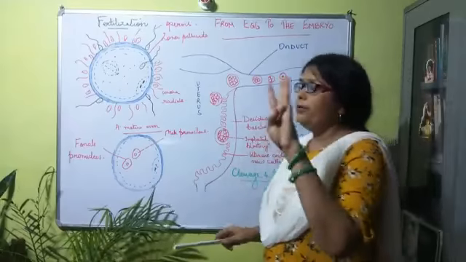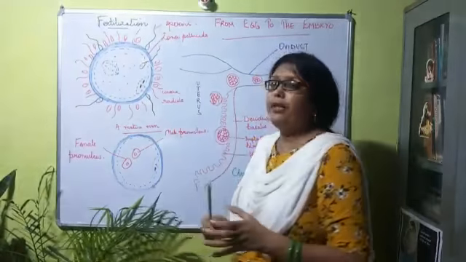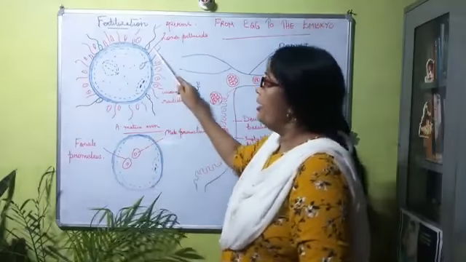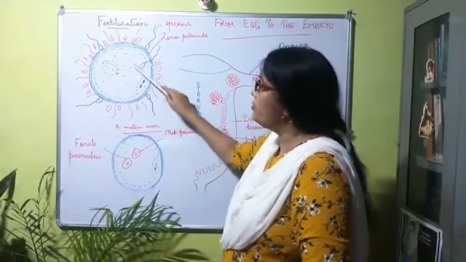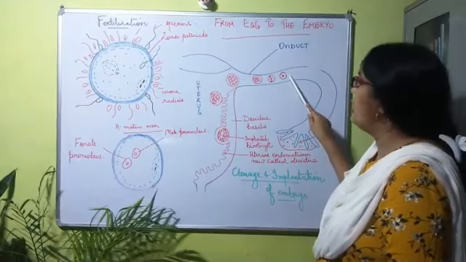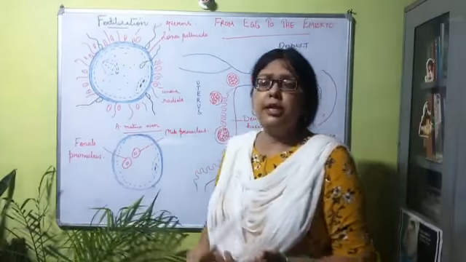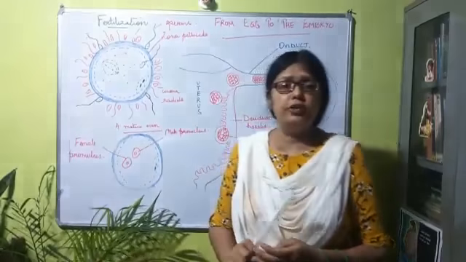So, three steps in fertilization. First, capacitation of the sperm, that is maturation of the sperm, entry of the sperm into the ooplasm and activation of the ovum, and sperm and ovum interaction in the oviduct or the fallopian tube. Now, first is capacitation or maturation of the sperms.